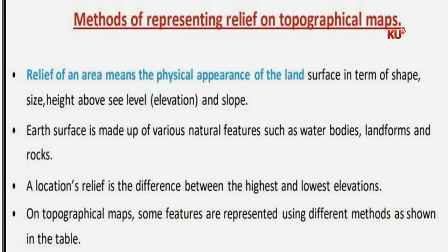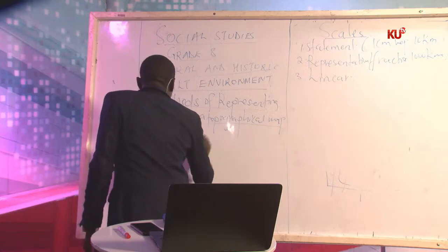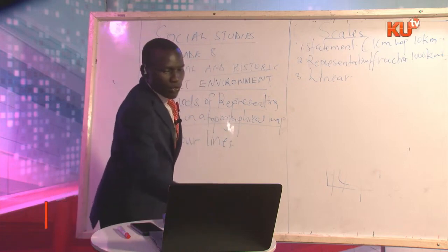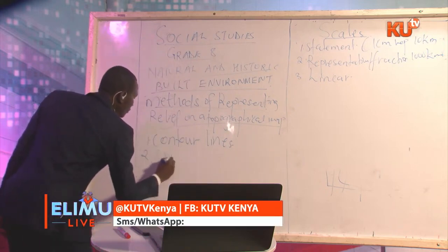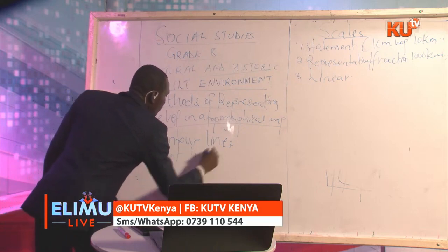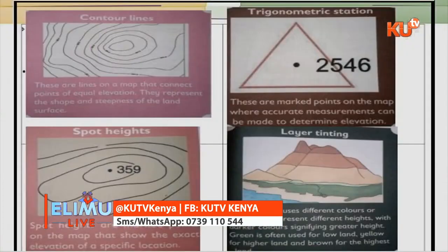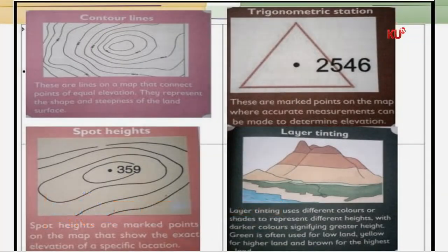The methods used to represent relief are: number 1, contour lines; number 2, spot heights; trigonometric stations; and the last one is called layer tinting. So as you can see on the screen, those are methods of representing relief.